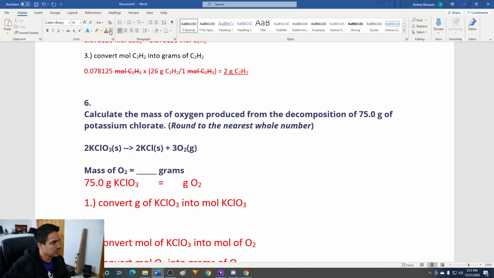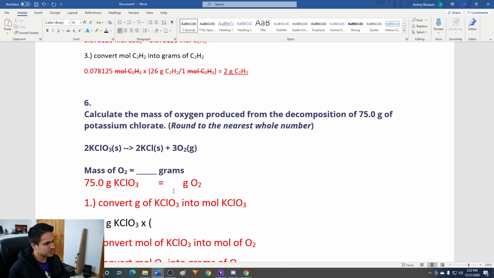There you go. We are starting with 75 grams of KClO3. To convert that into moles, we need to know the molar mass. So on a periodic table, we take the mass of 1 potassium, which is 39, plus the mass of 1 chlorine, which is 35.45, plus the mass of 3 oxygens, which are 16 apiece, so multiply that by 3. Add all that together, and I get 122.45 grams per mole.